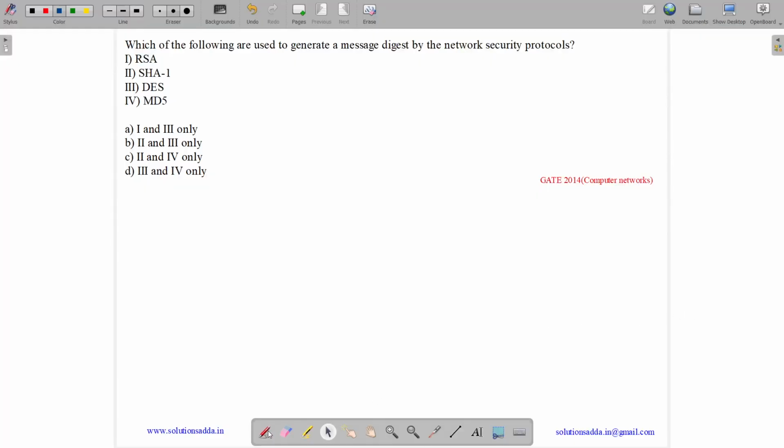This question belongs to computer network subject and was asked in GATE CSE 2014 Set 1. So the question states, which one of the following are used to generate a message digest by the network security protocols? Here we have four options: RSA, SHA-1, DES and MD5.